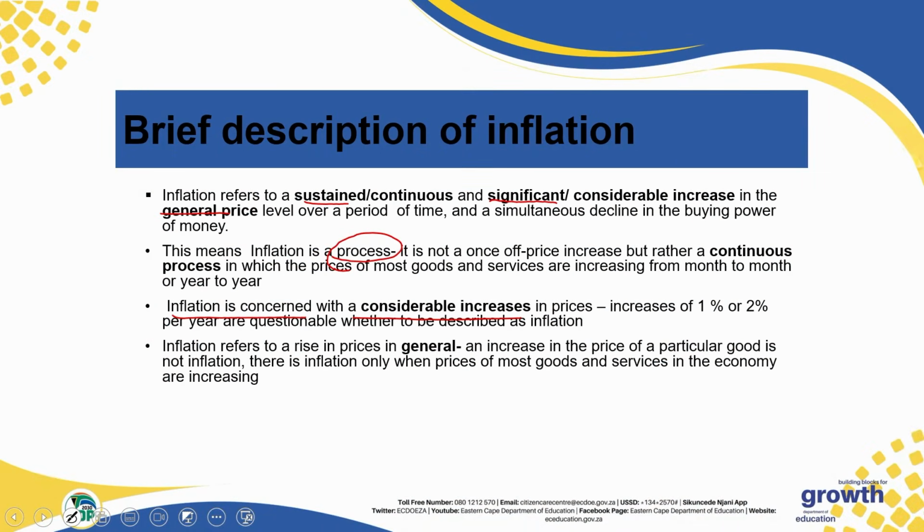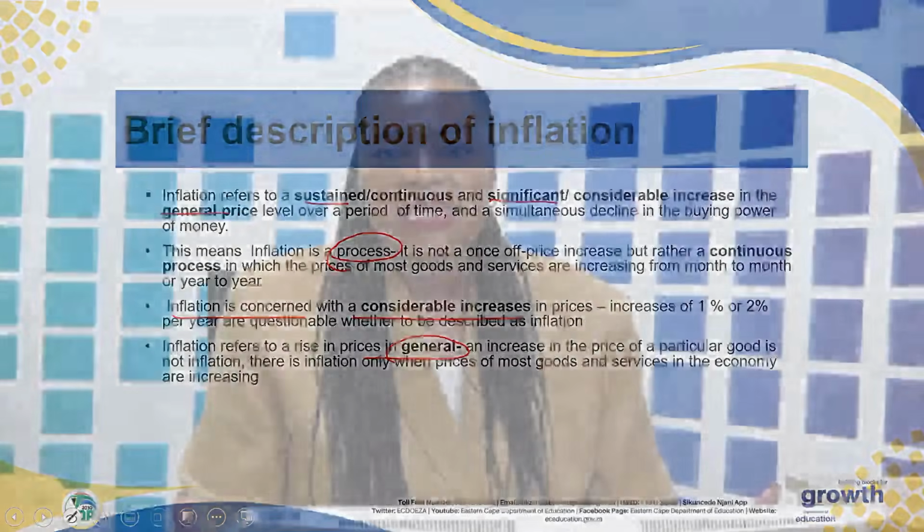Also, inflation is concerned with a considerable increase in prices. Therefore, an increase of 1% or 2% per year is questionable whether to be described as inflation. Inflation also refers to an increase in the prices in general. Therefore, an increase in the price of a particular good or an increase in one or two goods is not described as inflation. There is inflation when prices of most goods in the economy are increasing.